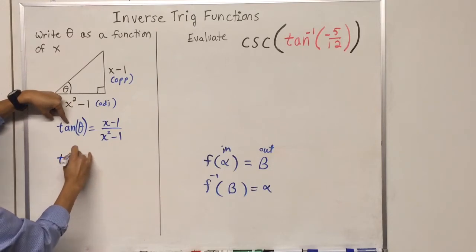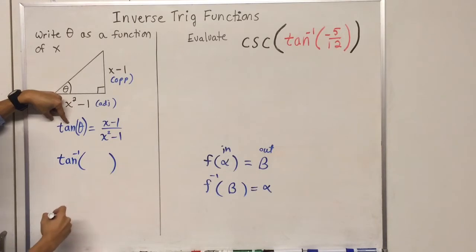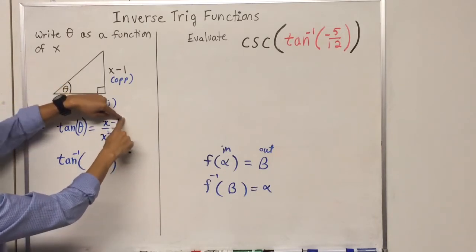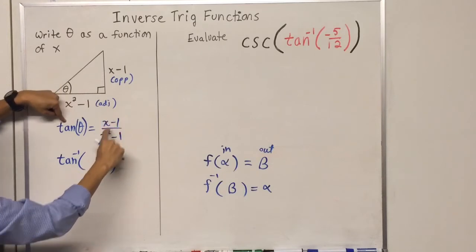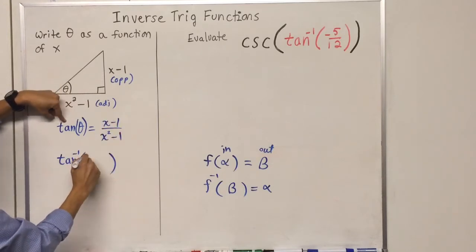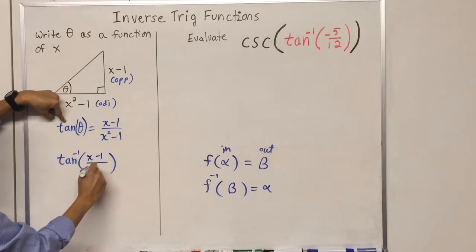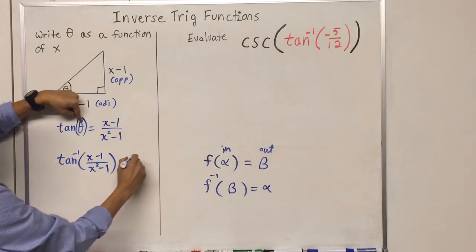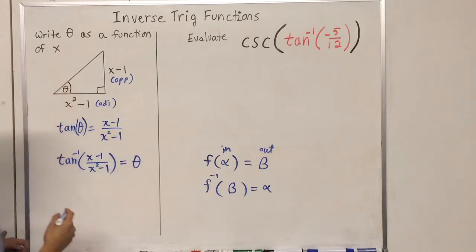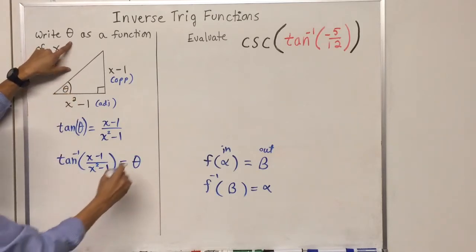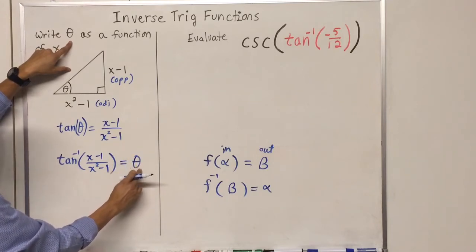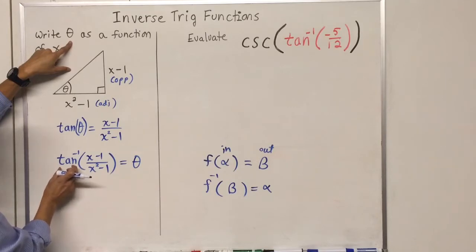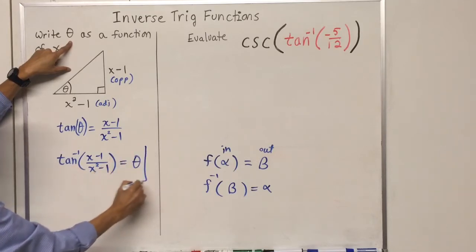I now know that I could take the output for tangent and now use it as an input for inverse tangent. And this function would now spit out theta. Okay? So we've accomplished what we set out to do, because we have now been able to isolate theta, and we have now written it as a function of x.